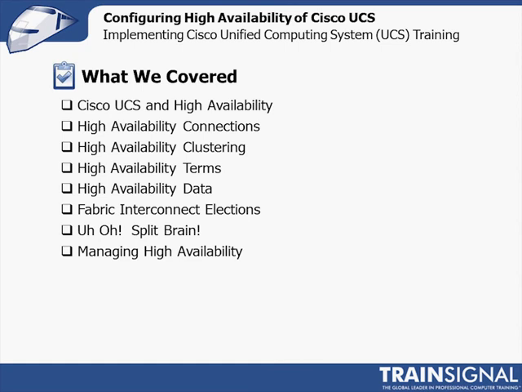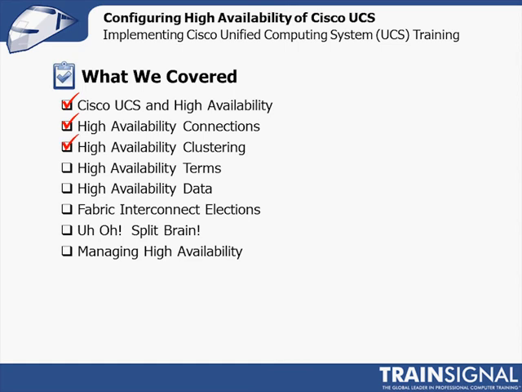So first, we just kind of did an overview of UCS and high availability. Just gave you kind of the general concepts and ideas. We showed you the diagram, talked about really everything except down to the actual chassis itself, or maybe a specific blade is redundant. Then we looked at the high availability connections, so the redundant connections from the chassis to the interconnects, between the interconnects, and up to the rest of the network or to the storage.